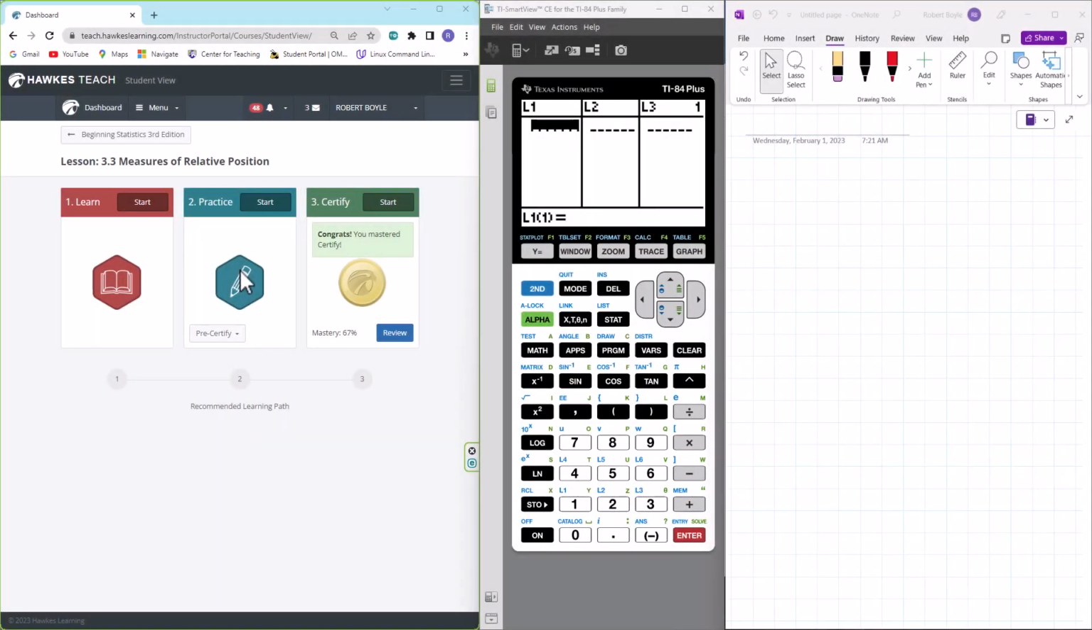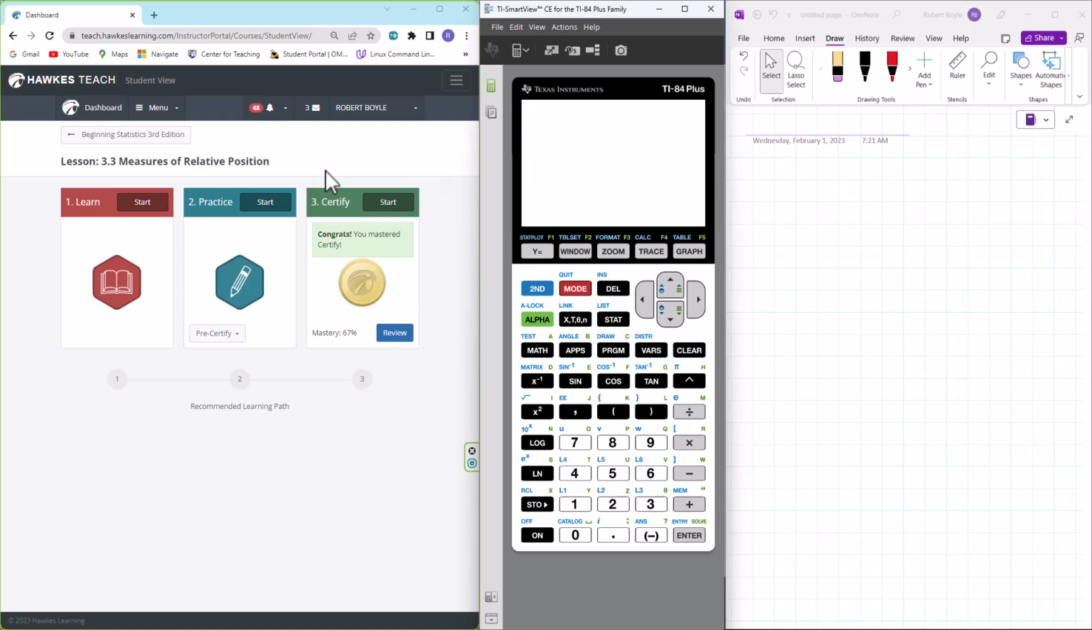Everybody, the purpose of this video is to go over the homework associated with Section 3 of Chapter 3, Measures of Relative Position. Now, here's my screen. Notice I have my Hawkes Learning Systems page up here, my calculator, which I wanted to look like this right here, and my OneNote so I can do a little figuring over here.